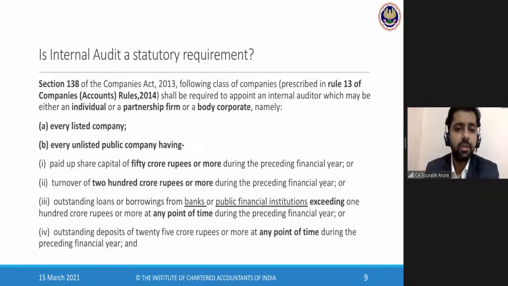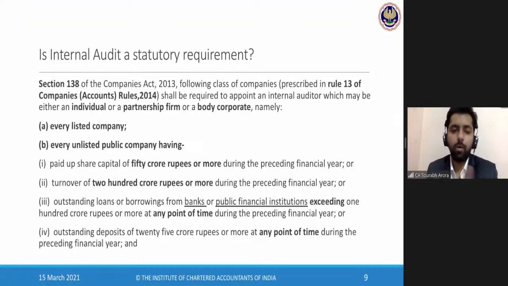So the companies prescribed in Rule 13 of Companies (Accounts) Rules 2014 under Section 138 of the Companies Act 2013 shall be required to appoint an internal auditor, which may be either an individual or partnership firm or body corporate. So even a private limited company can be an internal auditor, a partnership firm, or an individual can be an internal auditor. So the Companies Act has adopted a liberal approach in the appointment of internal auditor in comparison to that of statutory auditor, because internal auditor could also specialize in certain areas in which statutory auditor would not generally have exposure.